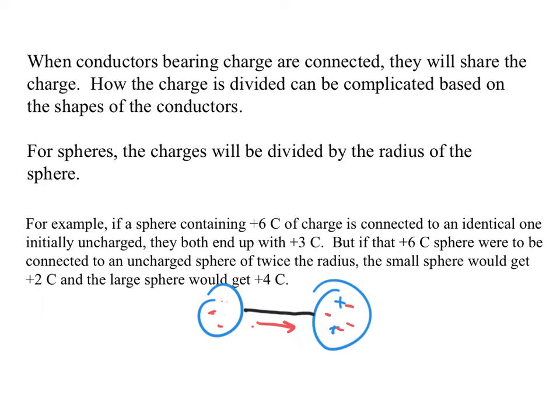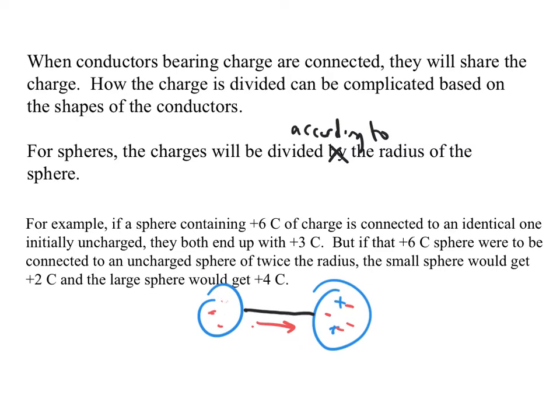We'll come back later about why and how they choose where to go, and there'll be something called equipotential surface, and that's what they try and form. But for spheres, it's very easy. The charge will be divided, and it'll divide according to the radius of the sphere. So maybe not divided by, but maybe we should say according to.